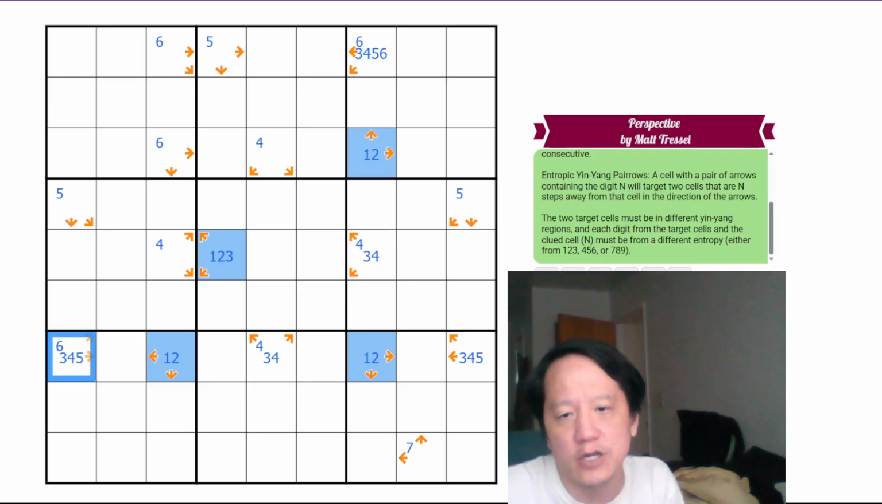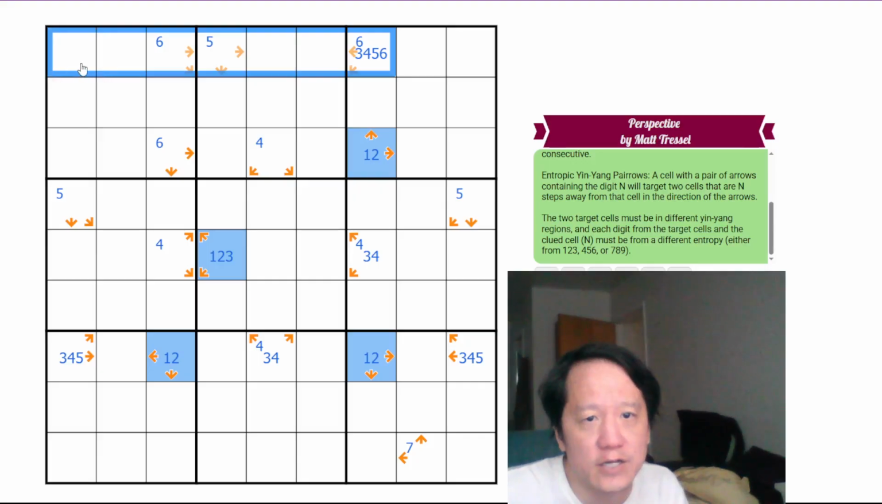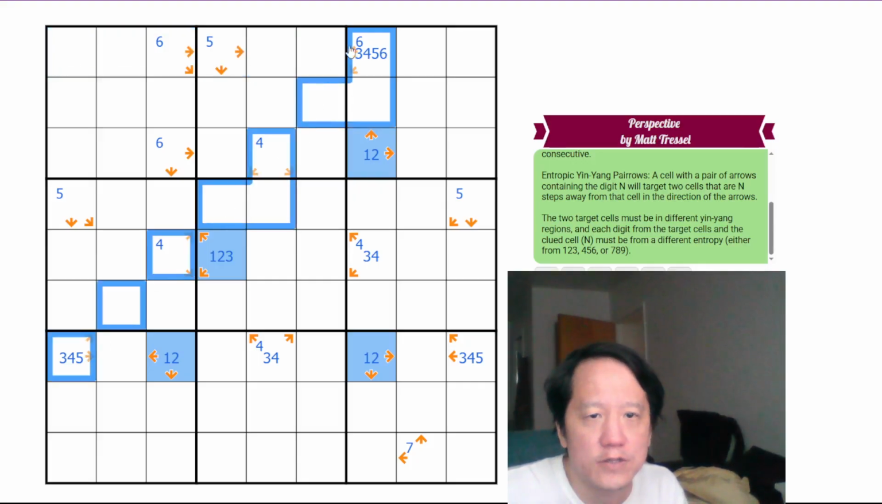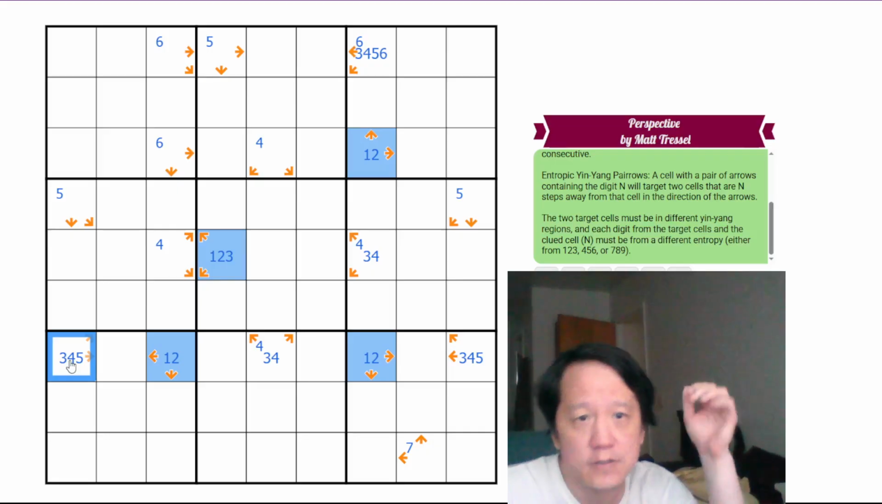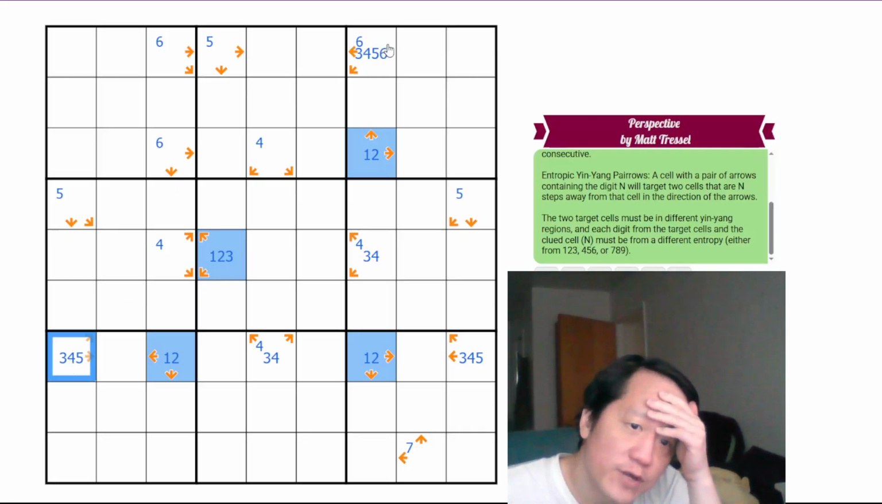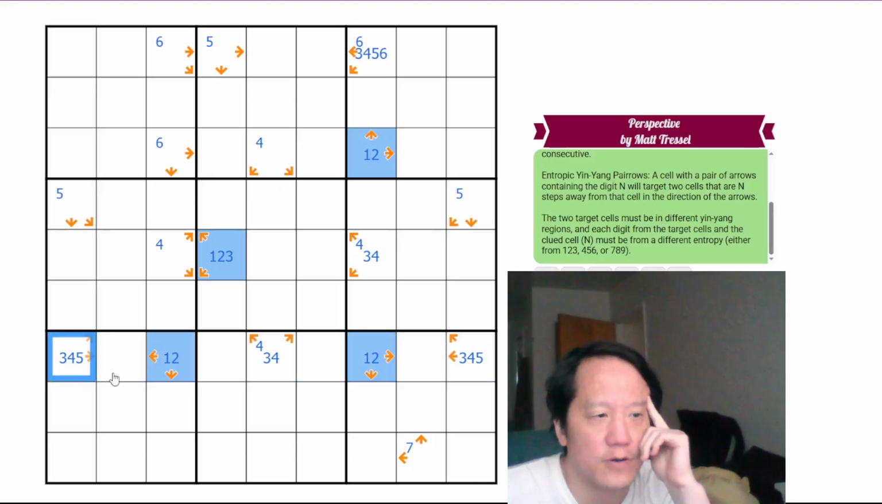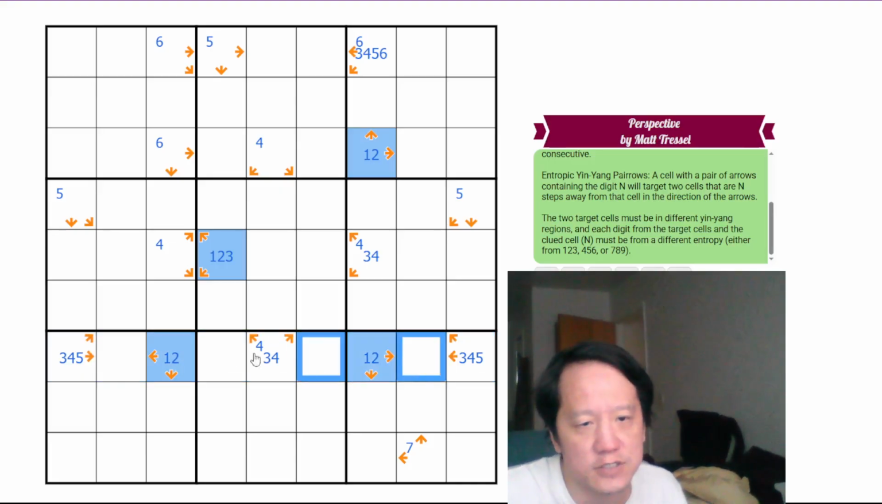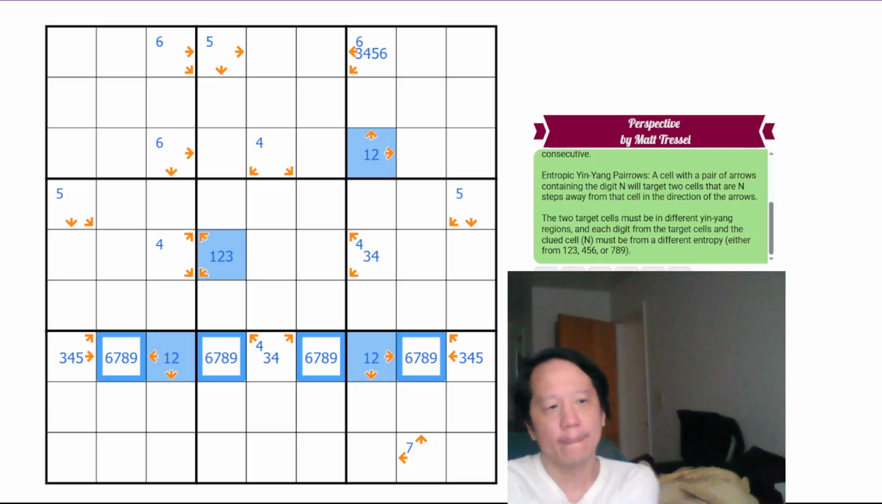So 6 doesn't work here, and I don't think it also works here, right? If this is trying to be 6, well, actually that could work. This could be 6. This would have to be 3 then, in that instance. So if we have 6 here, this would be 3. So we have a 3, 4, 5 triplet in row 7, which means the rest of the digits in the row are 6 through 9.